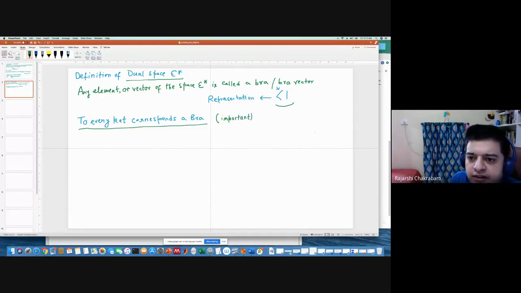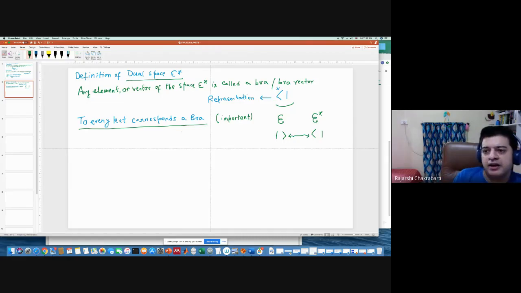So you understand? You have this space and we have this space, the dual space. Here all the elements are Kates, so they are represented like this. Here all the elements are bras. They are represented like this. And for every Kate there is one bra. So there is a correspondence. To every Kate corresponds a bra. So is it fine?